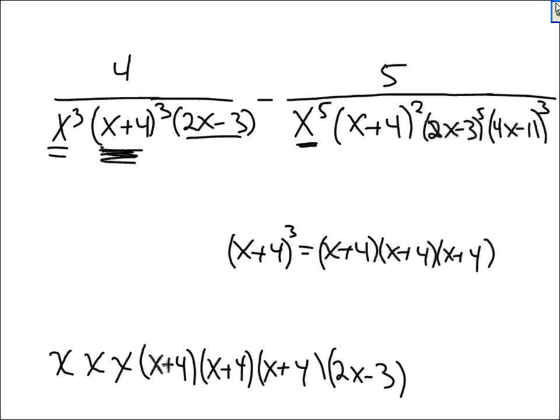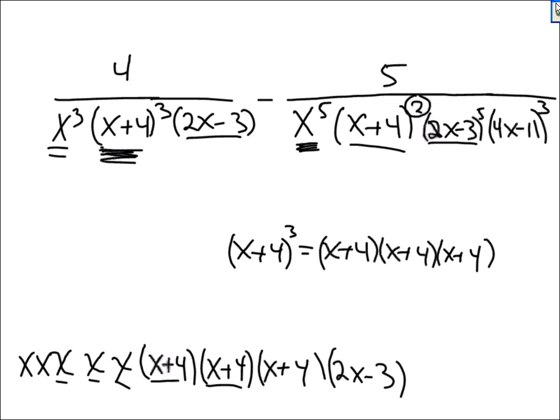Now I need to have written down x to the 5th. I need x 5 times. Well, I only have it 3 times. Well, I'll put it down 2 more times. 5 times. I need to have x plus 4 2 times. Well, I have it. 1, 2. I even have an extra one, but that doesn't mean a thing.